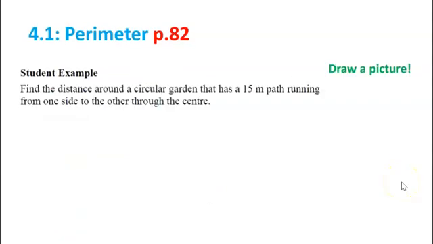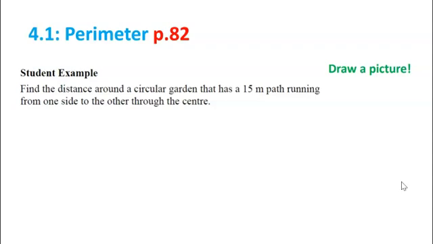The questions that we just did are pretty straightforward. You see the picture, you see the diameter, you see the radius, you've got your formula, you substitute, and you solve. It's the word problems where we get a story where we don't have any visual clues. Those are the ones that are more challenging.